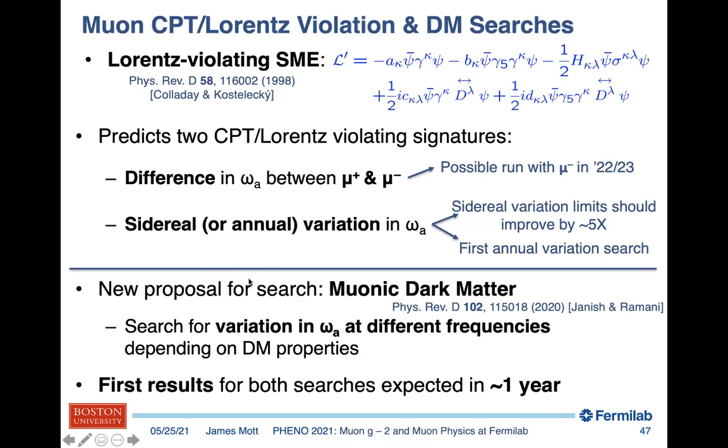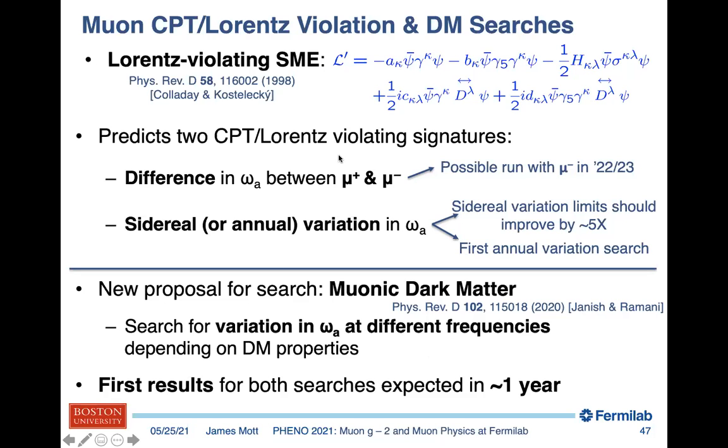And then the final search that we're intending on doing here is a new proposal that came out just last year. This was saying that interactions with muonphilic dark matter may also change this omega_a value. And so we can search for oscillations in this omega_a at different frequencies. And depending on the dark matter properties, it would be a different frequency here. So we'll search for that. I kind of highlight this one because it's new.